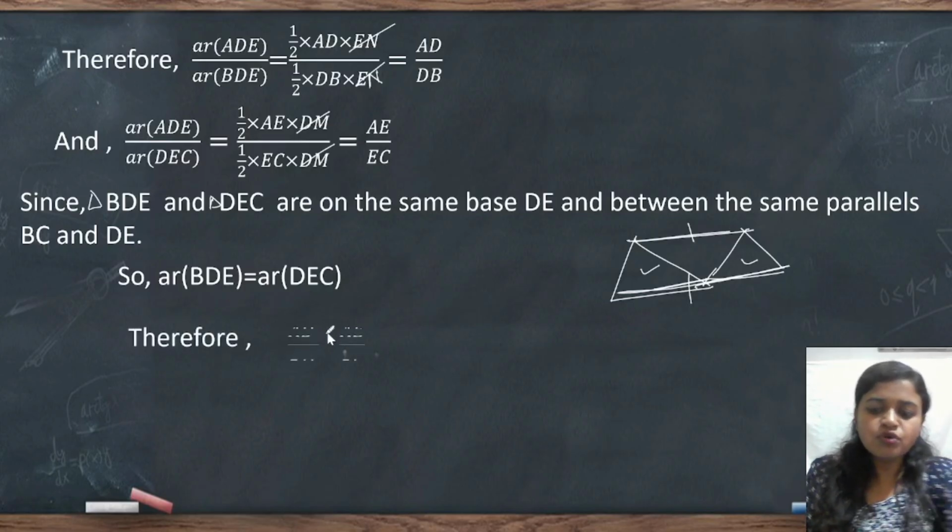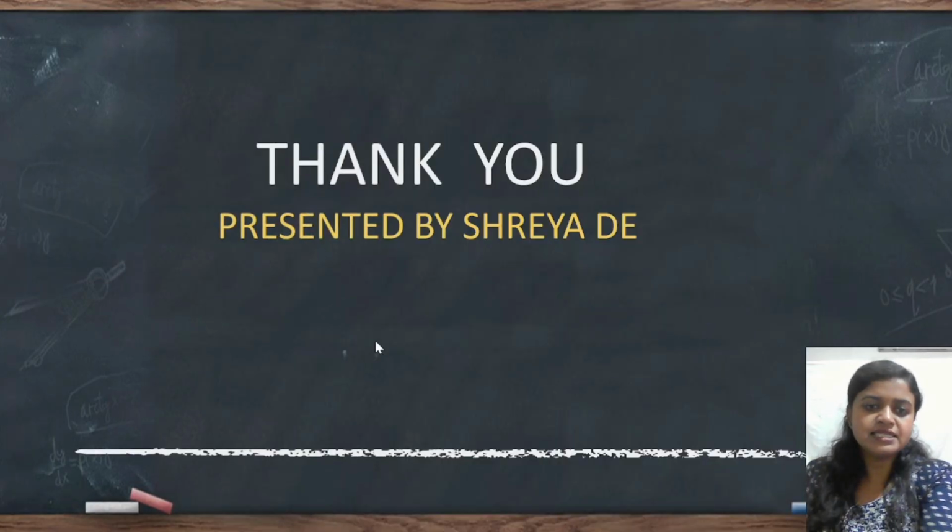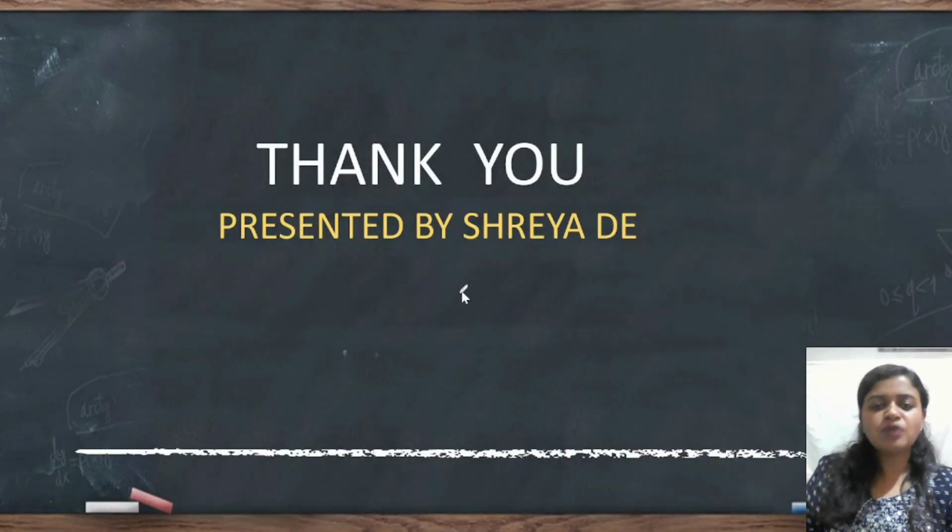Okay, so therefore we can say AD by DB equals AE by EC. So this is the proof of the BPT theorem.